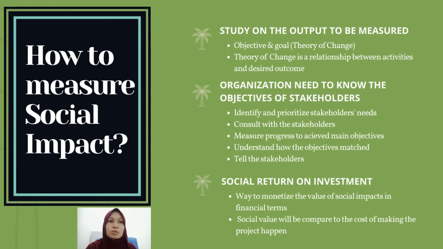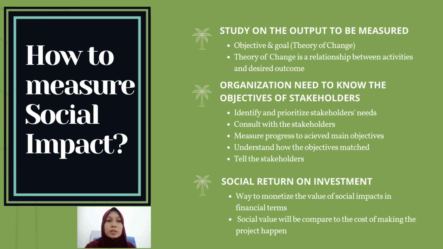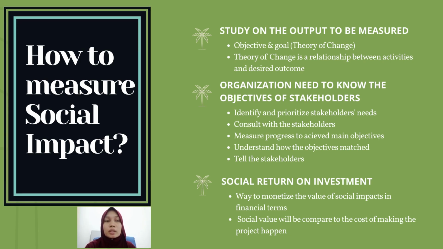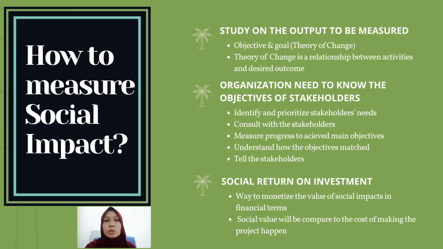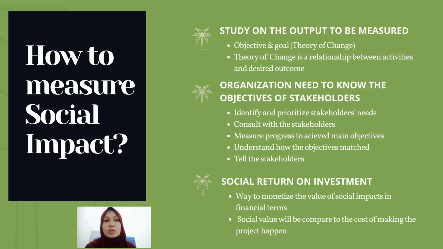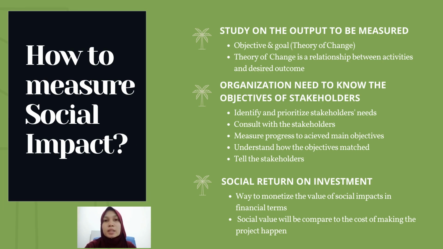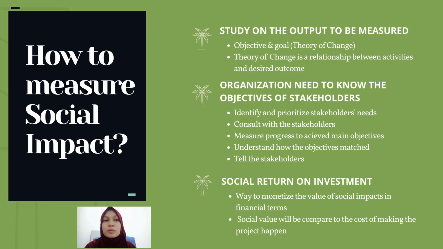Next is how to measure the social impact. Firstly, it is very important for an organization to study the output that needs to be measured. Therefore, the organization should have an objective and goal that include the theory of change. Theory of change is a framework to measure the social impact by making explicit the relationship between activities and desired outcomes.